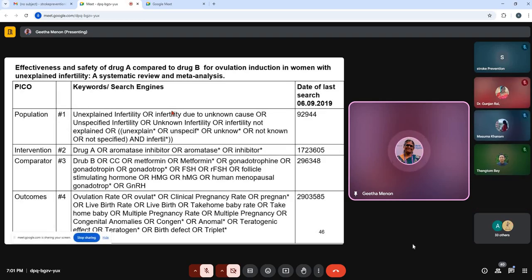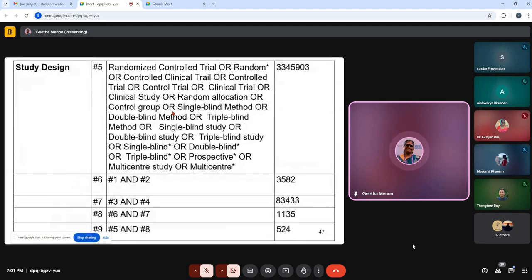Definitely you cannot look at 29 lakh articles. So what we do is that also the study design. Since we are looking only for randomized control trials, but different authors publish their articles with different names. Say it could be a double blind trial or a single blind trial or a multicentric trial. So all those potential study designs for randomized control trials have to be identified. They have to be combined using the OR term, and that led to 33 lakhs articles.